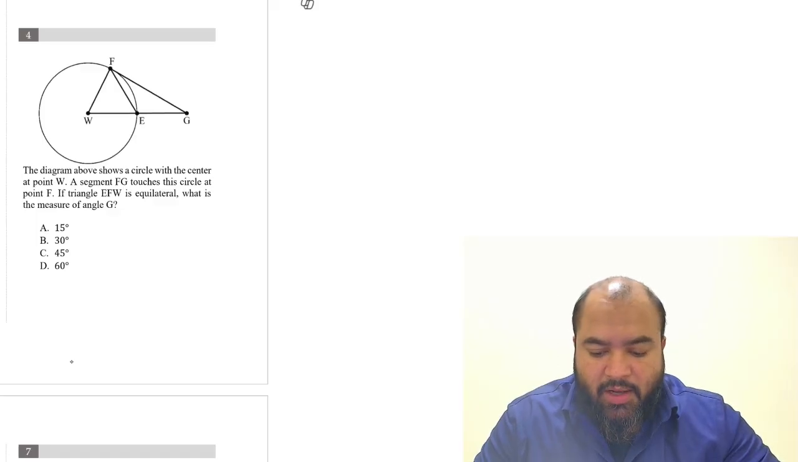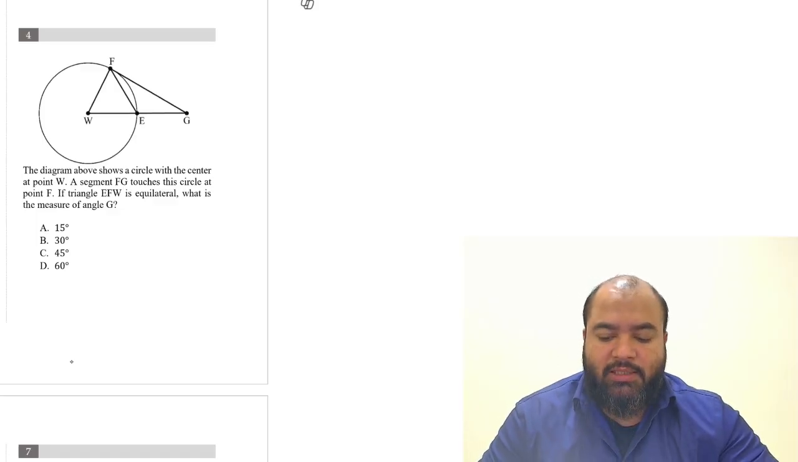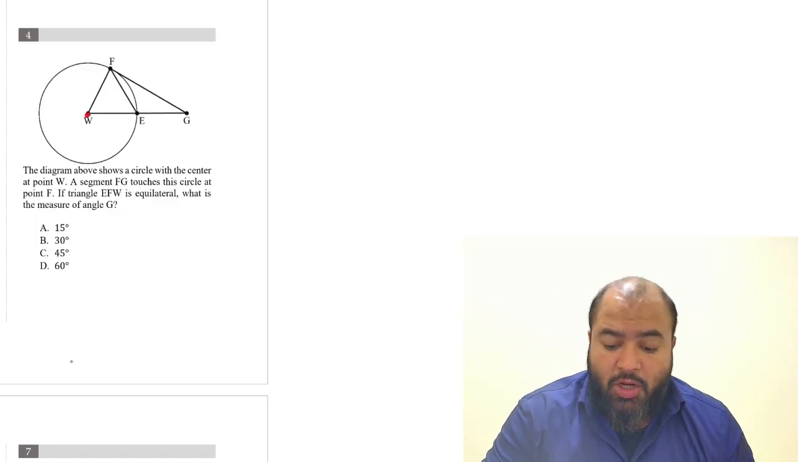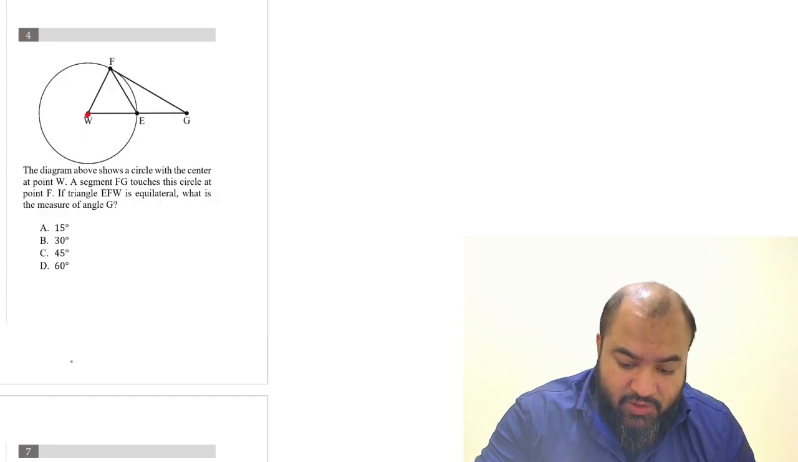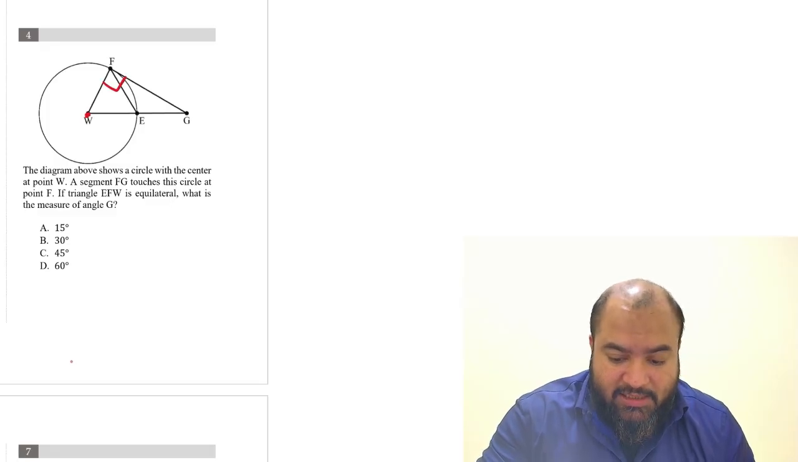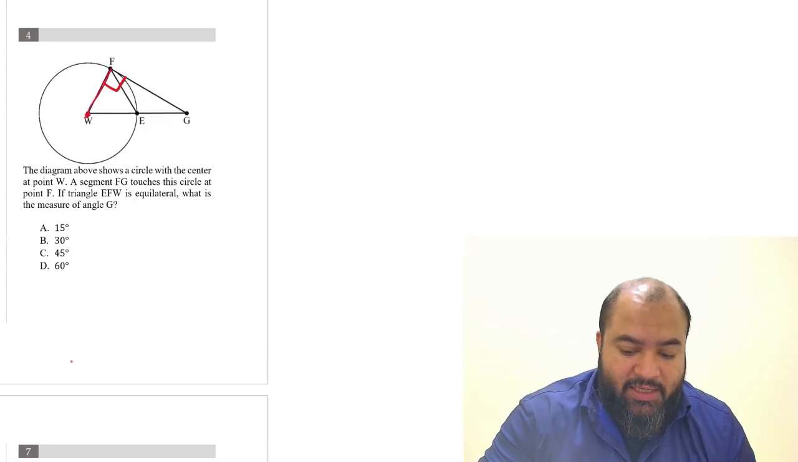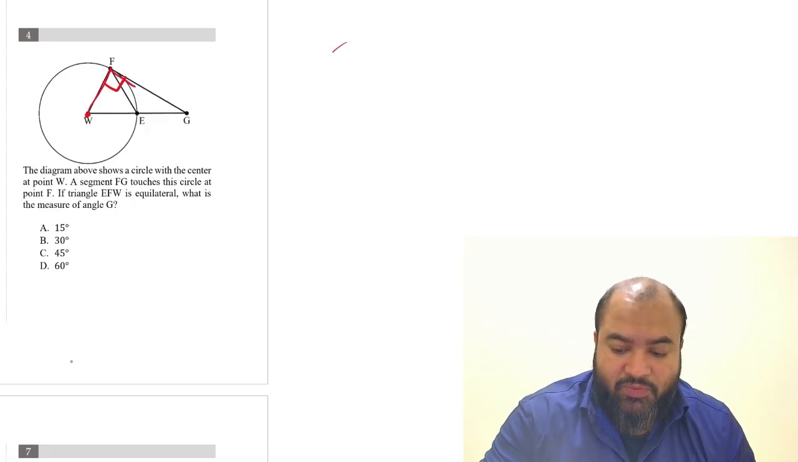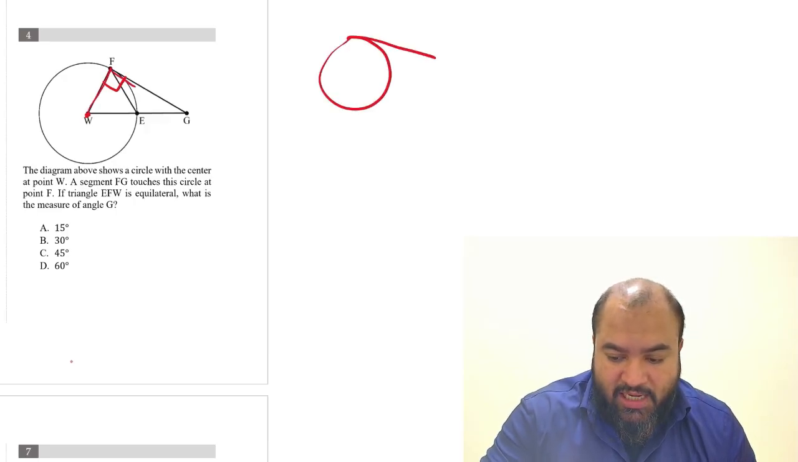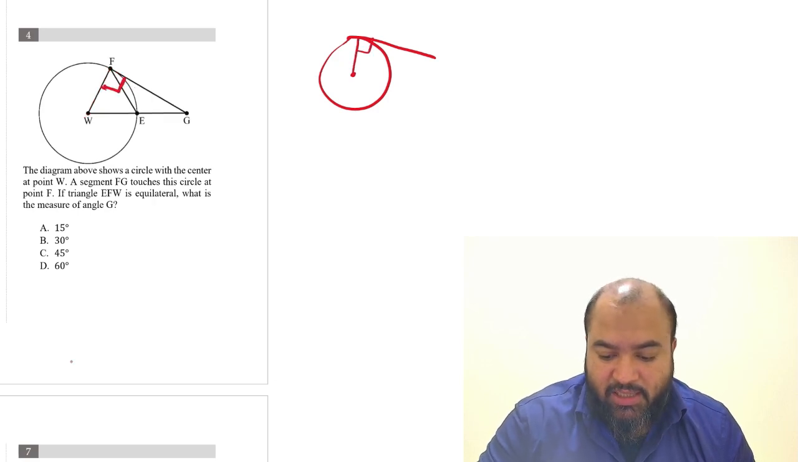The diagram above shows a circle with the center at point W. A segment FG touches the circle at point F. So FG is touching. So this is 90 degrees. Remember that. A tangent is a line that touches the circle once, and a radius always makes 90 degrees with it. So if you draw any tangent and radius, they will always make 90 degrees. So I know this is a 90 degree right triangle.